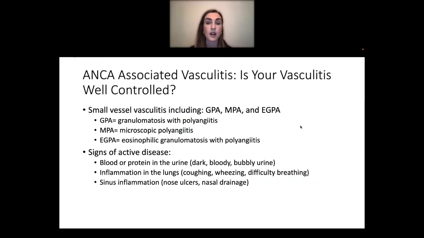ANCA-associated vasculitis causes inflammation that targets small blood vessels. Signs of active disease traditionally include inflammation of the kidneys, lungs, and sinuses. Pregnancy complications occur because the small vessels that penetrate the placenta are responsible for delivering blood and nutrients to the developing fetus. If these vessels are inflamed, they are unable to function properly and cause complications.